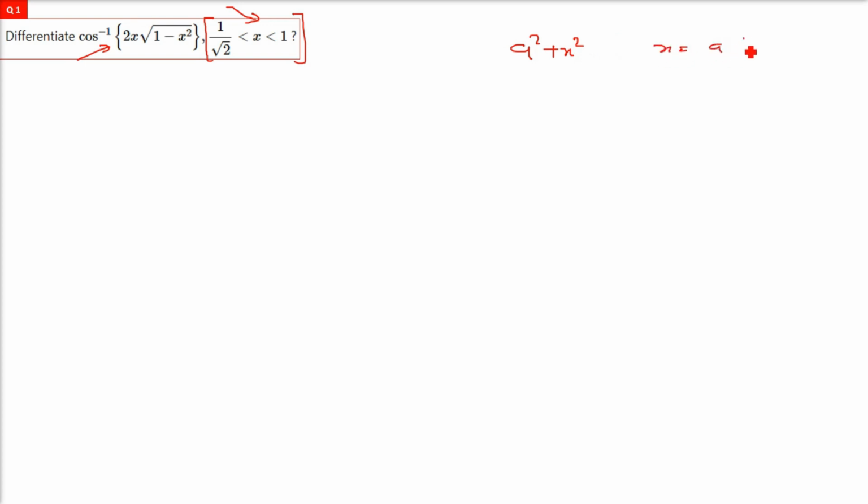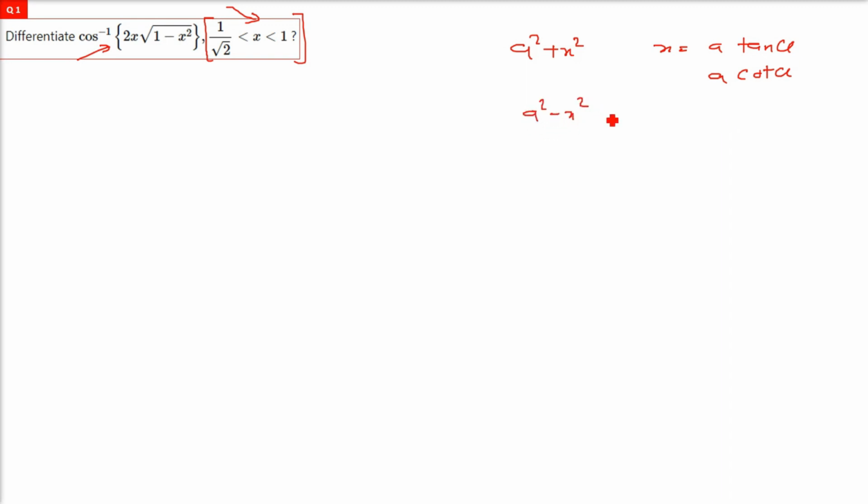If you have a square plus x square, normally we put x as a tan theta or a cot theta, because sec square theta is 1 plus tan square theta. Similarly, cosec square theta is 1 plus cot square theta. You'll see in every question I am going to indicate what kind of substitution we have to give, so that we can solve that question easily.